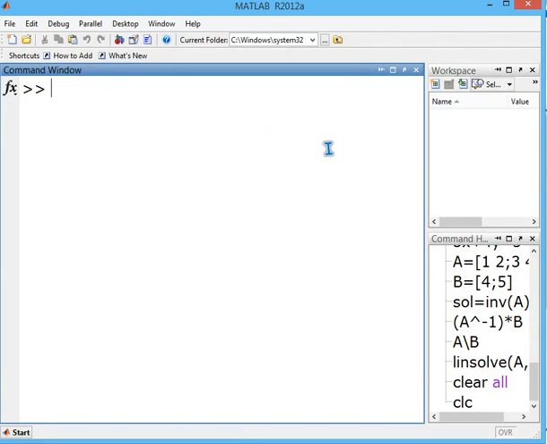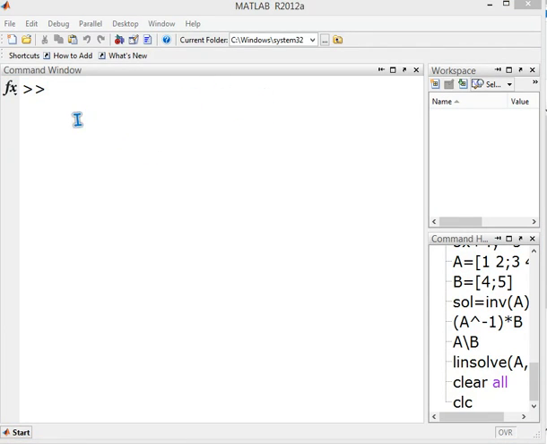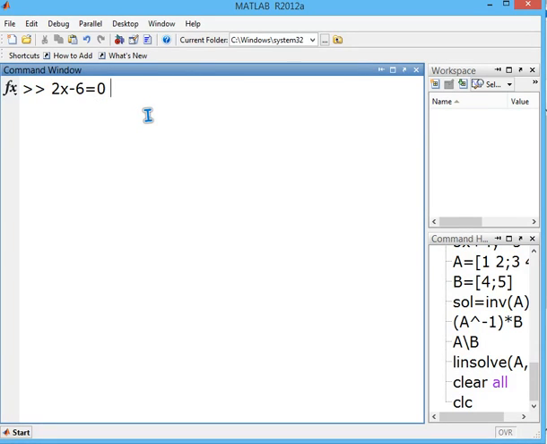So today we are going to talk about algebraic calculations. For example, if we have a certain equation, say 2x minus 6 is equal to 0, we know the solution is x = 3. I'm just typing it as an example. You cannot write it in front of fx. So if this is an equation, how are you going to solve it?